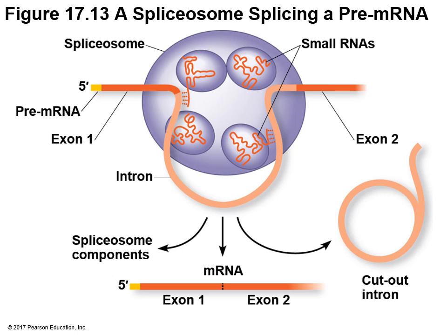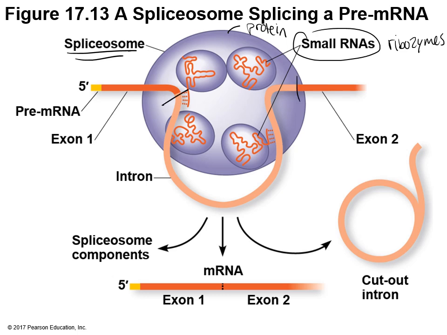So here is a spliceosome, and we have the small RNAs, which are also called the ribozymes. And the purple part is going to be the protein. So the spliceosome is going to cut out the introns and splice together or glue together the exons.